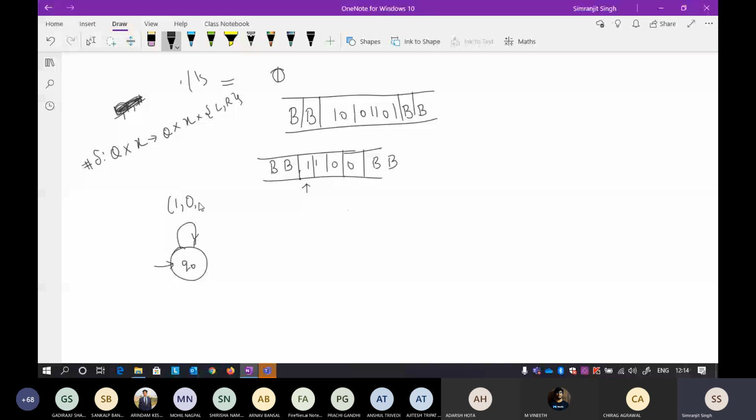So if there is any 1, I'll convert it to 0 and start moving right. Here I again find a 1, convert it to 0, and start moving right. Now at the starting state you can also get a 0. So if there is a 0, you convert it into 1, and you keep moving right.